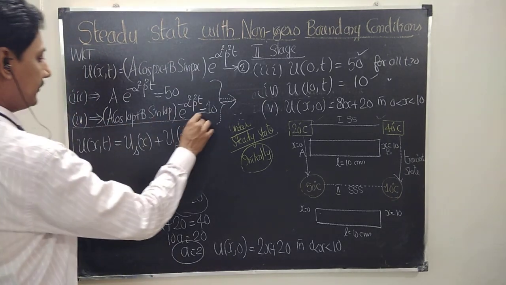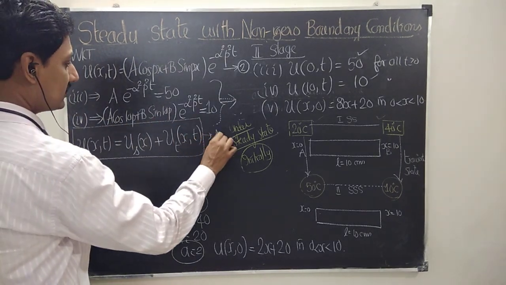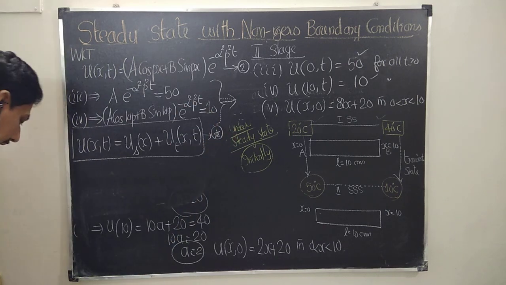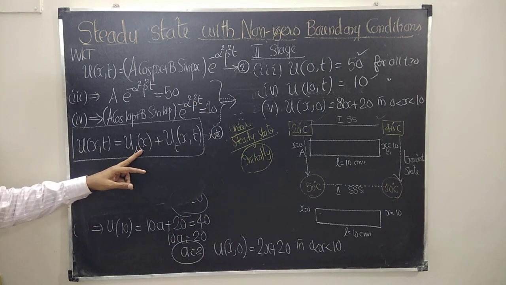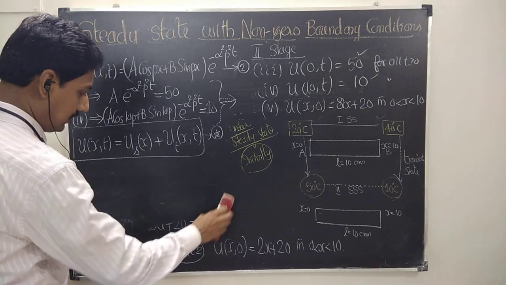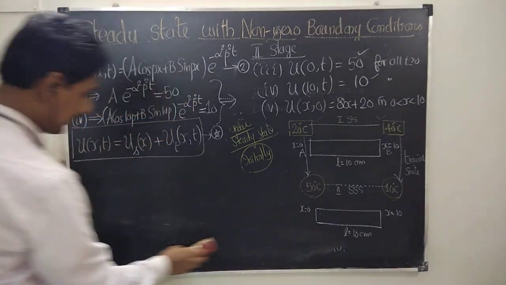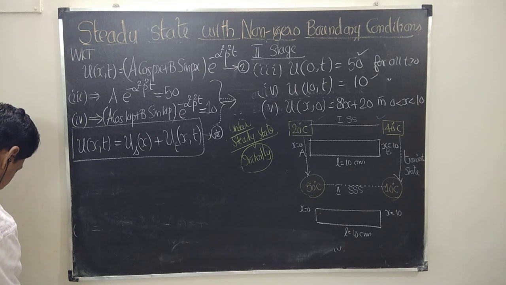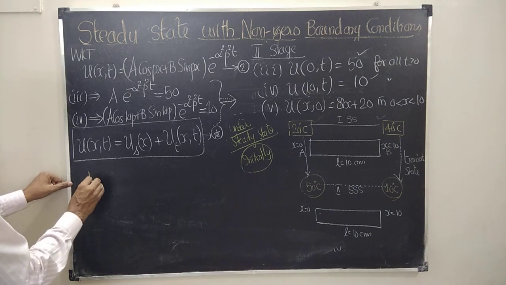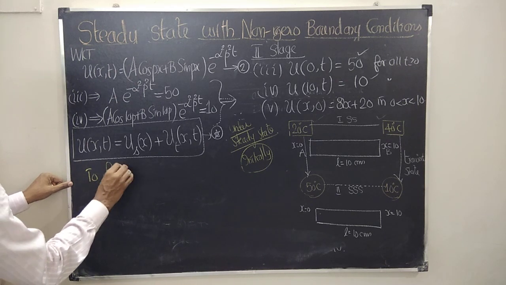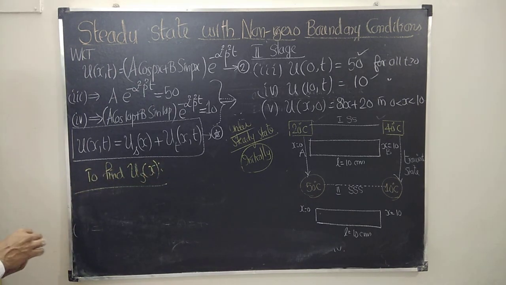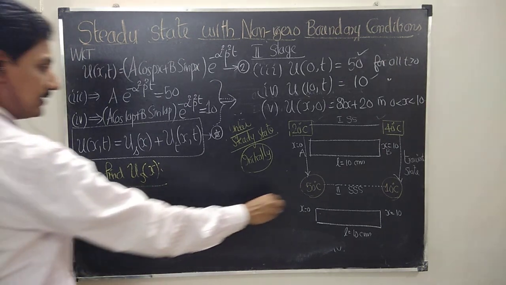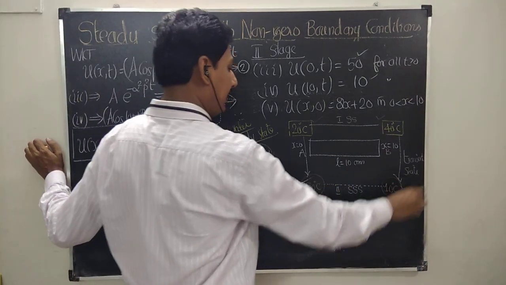So this is my equation star. Now my aim is to find the steady state and the transient state solution. How to get the steady state? So I go with the first concept, the first stage, to find the steady state solution. What is this steady state? At this moment, the second stage, the temperatures are 50 and 10.